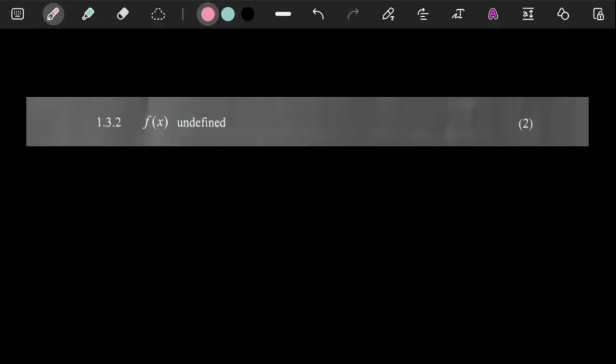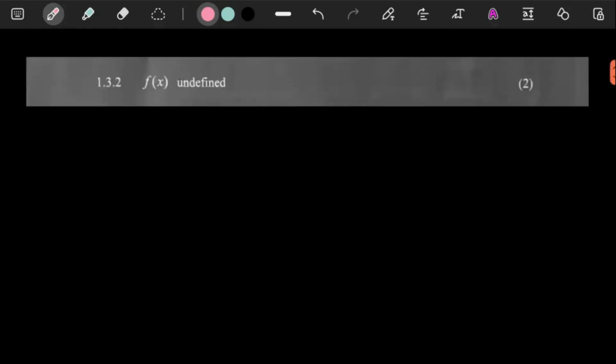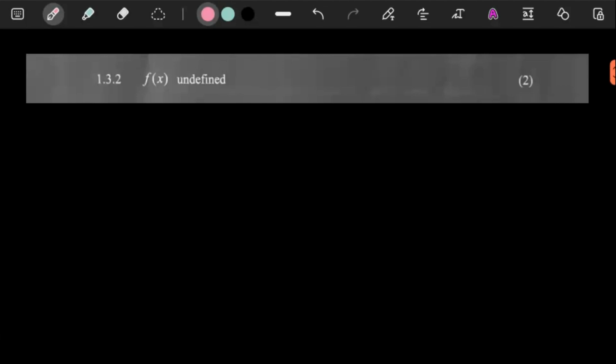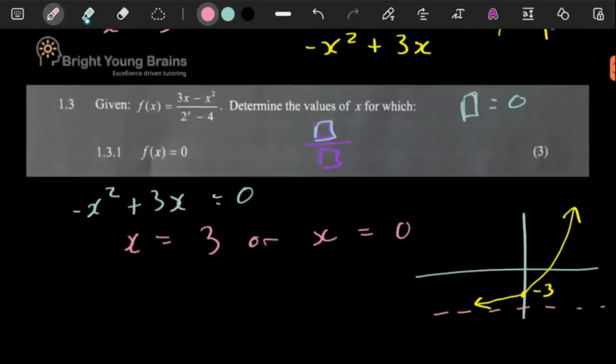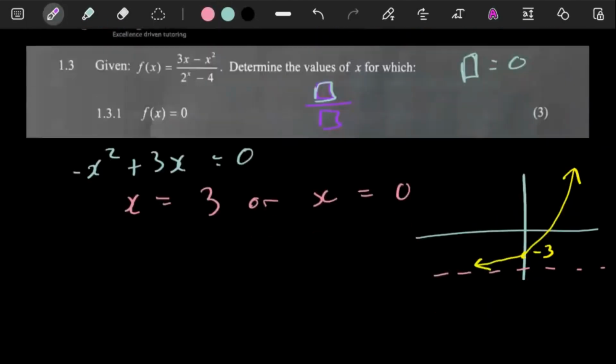So f of x is going to be undefined where the denominator is equal to 0. So we're looking for where the denominator is equal to 0, because as long as we get where the denominator is equal to 0, we will be working out where our expression is undefined. So let's work out where our expression is undefined. Let's work with the numerator. Where is the numerator equal to 0?